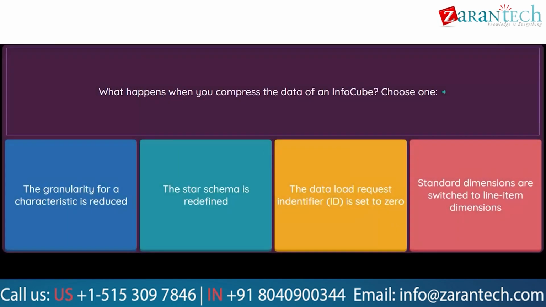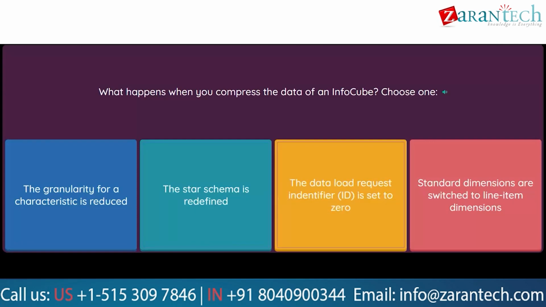Question: what happens when you compress the data of an info cube? Choose 1. Option 1: the granularity for a characteristic is reduced. Option 2: the star schema is redefined. Option 3: the data load request identifier, ID, is set to 0. Option 4: standard dimensions are switched to line item dimensions.